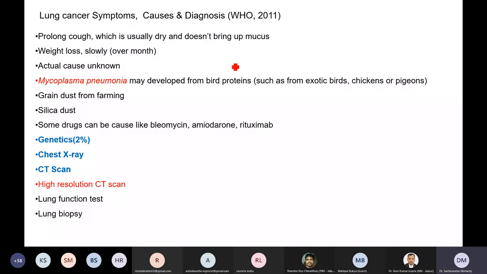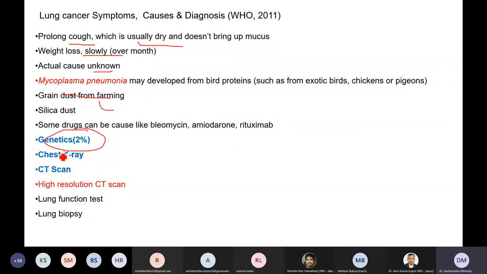Now, what are the symptoms? Symptoms are prolonged cough, meaning your cough from the last 6 or 7 months, with mucus and gradual weight loss, and the actual cause of the cancer is also not known. Mycoplasma pneumonia may develop, and this also happens due to grain dust of farming and silica dust, and some drugs. Then genetic may be 2%. Suppose your father or mother or their relatives have cancer, and your chance of cancer is 2%.